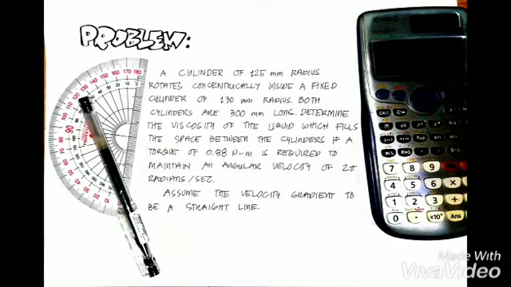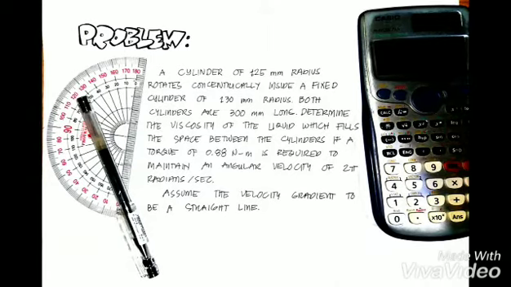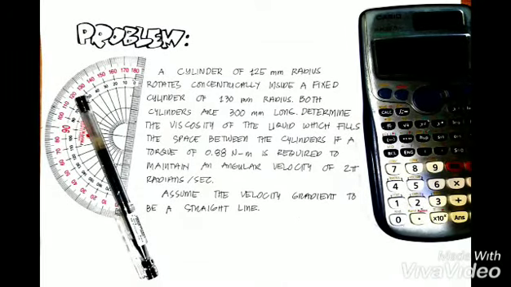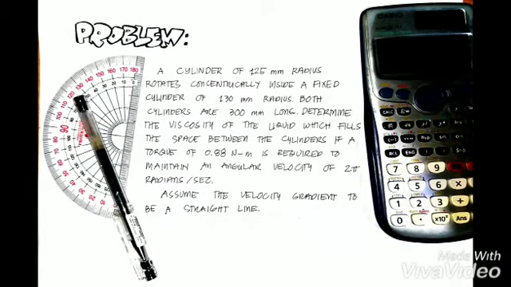Now let's solve this problem. A cylinder of 125 millimeters radius rotates concentrically inside a fixed cylinder of 130 millimeters radius. Both cylinders are 300 millimeters long. Now let's determine the viscosity of the liquid which fills the space between the cylinders if a torque of 0.88 Newton meter is required to maintain an angular velocity of 2 pi radians per second.